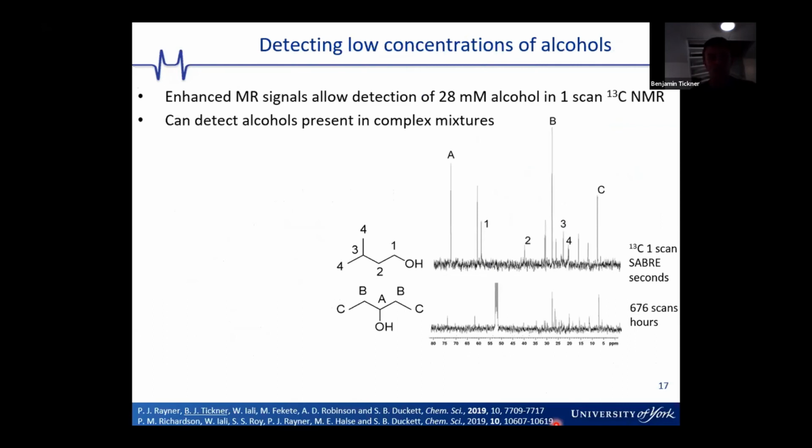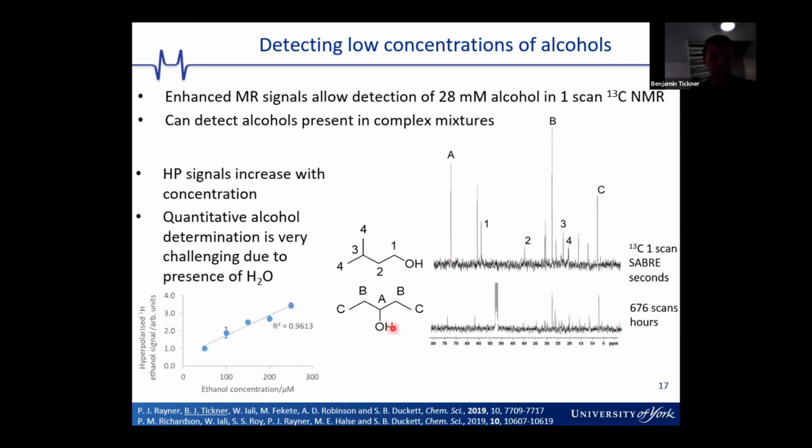But really, again, I just want to focus on applications of this. We can use SABRE-Relay to hyperpolarize mixtures of alcohols. We can detect low concentrations of alcohols in just a single scan. If you want to achieve spectra with the same or similar signal to noise using Boltzmann-controlled NMR, you have to do many, many signal averages, which takes significant time.